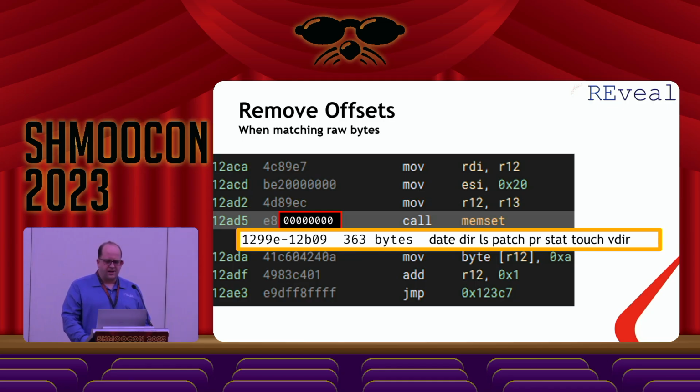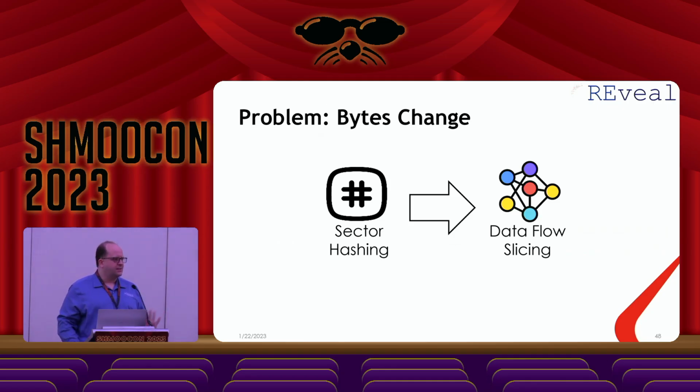So for sector hashing, the problem is the bytes change, like I said, when malware is using obfuscation. So we're going to move on next to the data flow slicing operation, which matches pieces of functions.